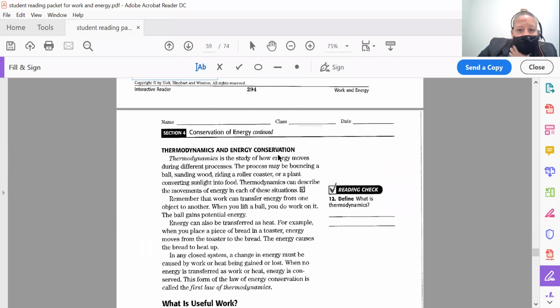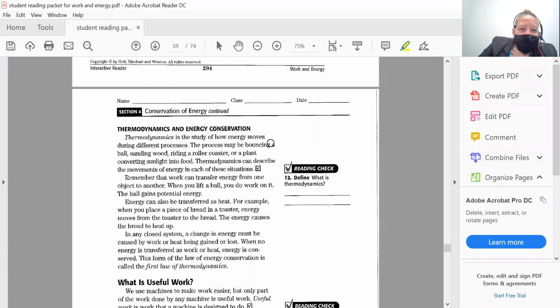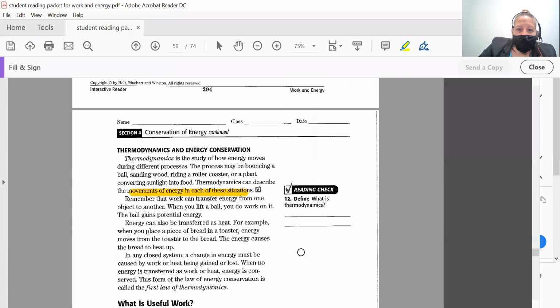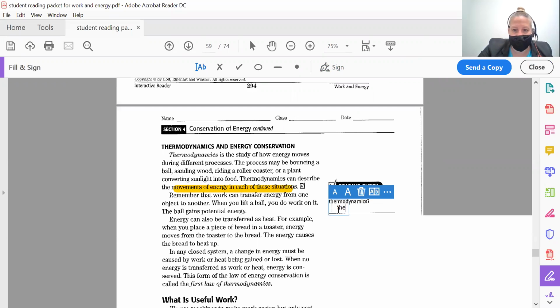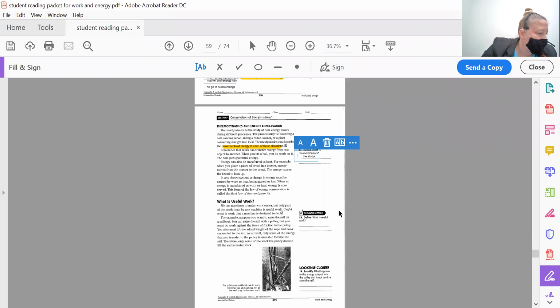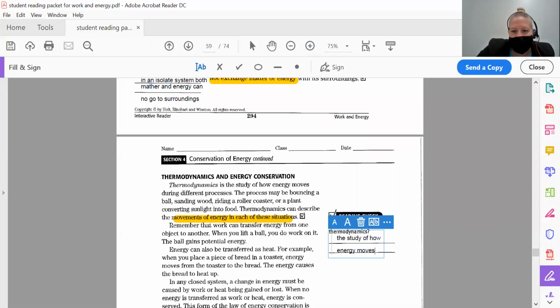Okay, thermodynamics and energy conservation. Thermodynamics is the study of how energy moves during different processes. The process might be a bouncing ball, sanding wood, riding a roller coaster, or a plant converting sunlight to food. Thermodynamics can describe the movements of energy in each of these situations, okay? So thermodynamics is the study of how energy moves, okay? It is the study of how energy moves.